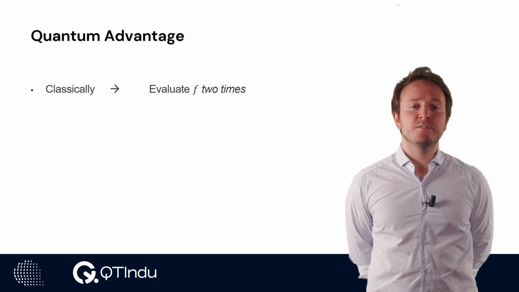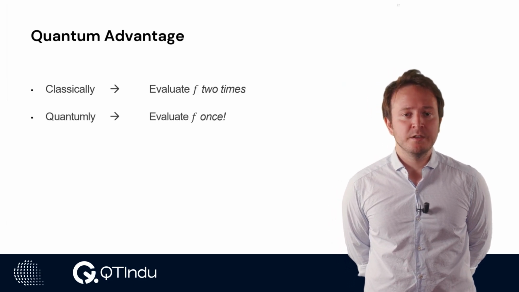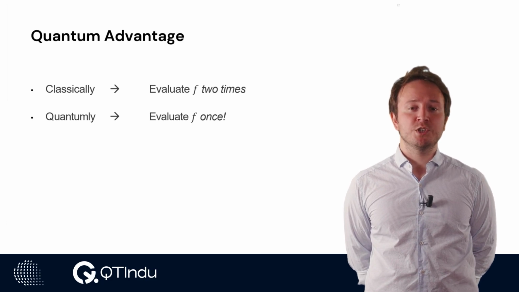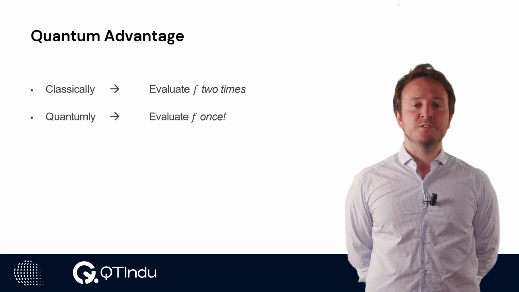Classically, to understand if a function is constant or balanced, we need to evaluate the function 2 times. Quantumly, however, we will see that a single evaluation of the function suffices to solve this problem, giving a certain quantum advantage.